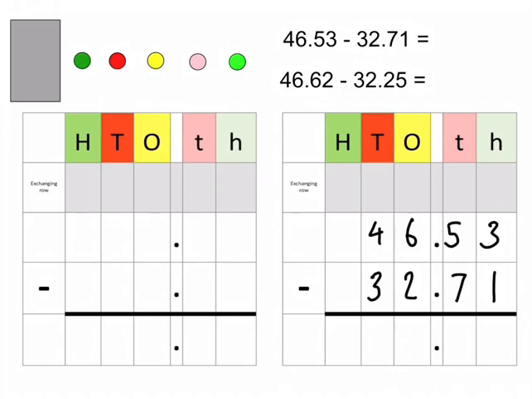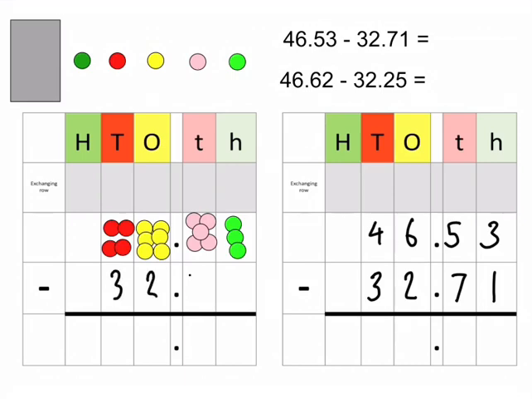While you're thinking about it, I'm going to put the counters in on the left hand side. So 10, 40, 2, 3, 4, 5, 3, 1, 2, 3. 46.53 take away 32.71. Okay, starts off easily.